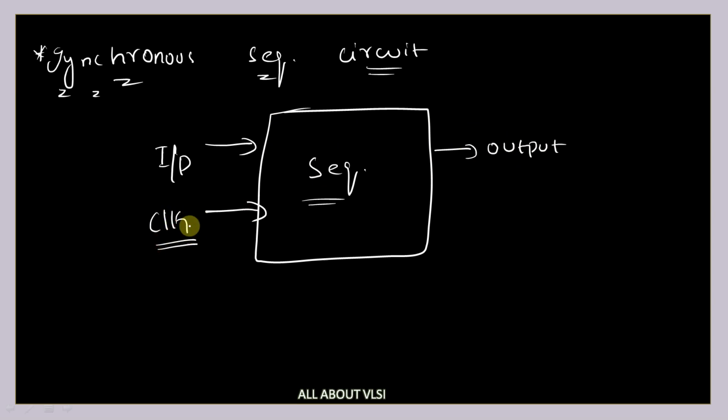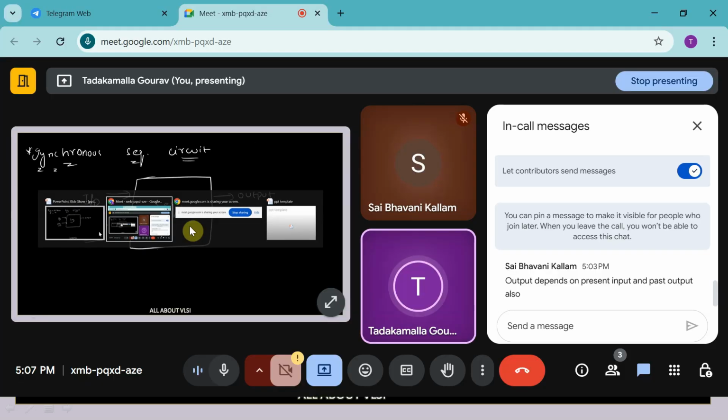Then this is nothing but your synchronous sequential circuit, where your circuit will respond to the inputs only at discrete time intervals, either level sensitive or edge sensitive, positive or negative. These are all we have. So this is our synchronous sequential circuit. Is this clear? The synchronous sequential circuit and asynchronous sequential circuit.